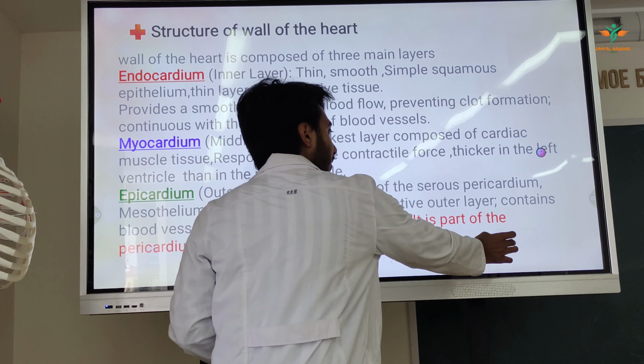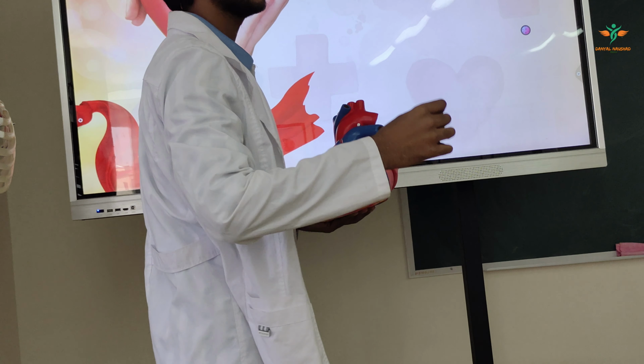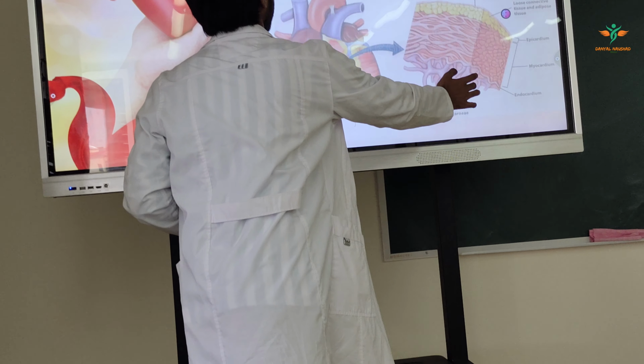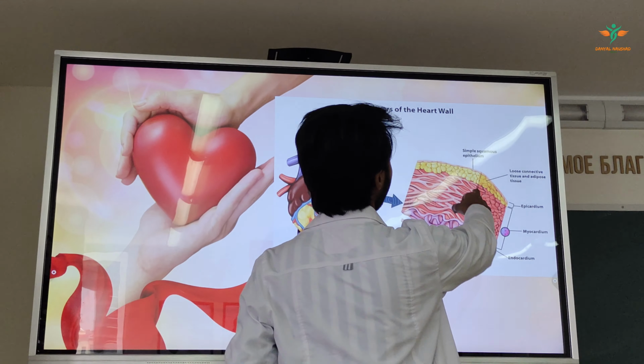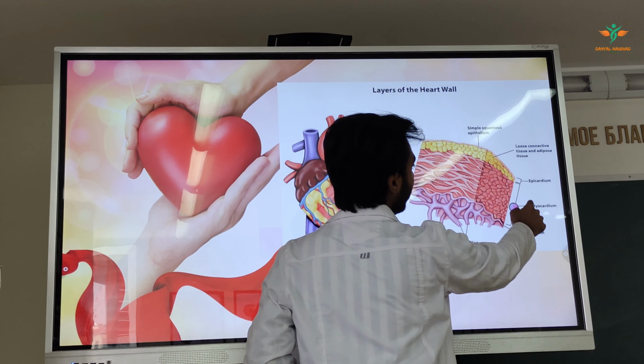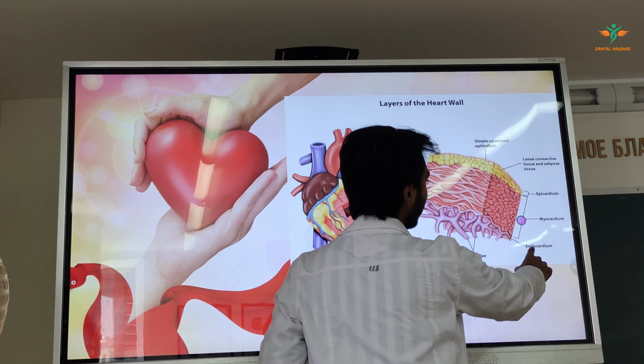How many layers does the pericardium have? Not three layers: one fibrous and one serous. The serous is divided into parietal and visceral layers. The layers consist of common epithelium, loose connective tissue, and endocardial tissue. There is the epicardium, the thick muscular myocardium, and the endocardium.